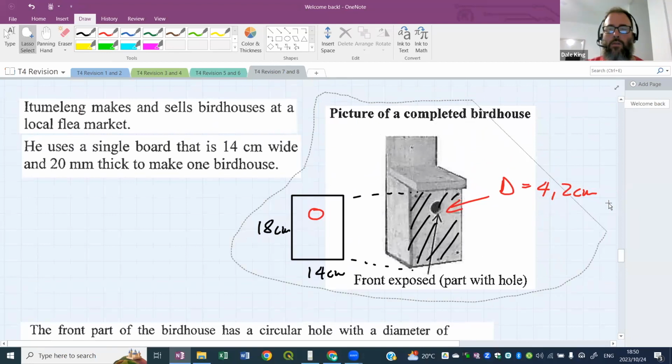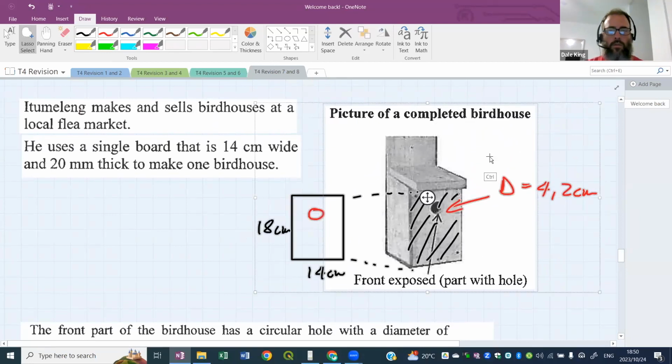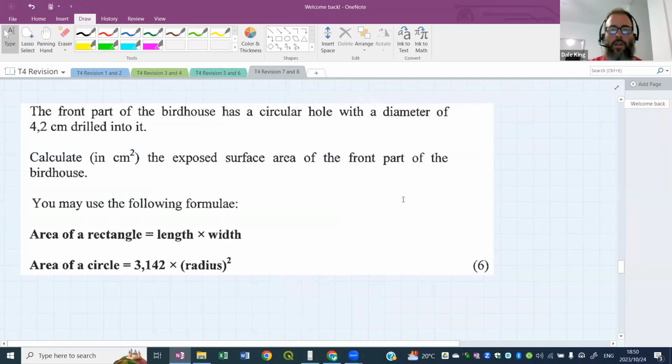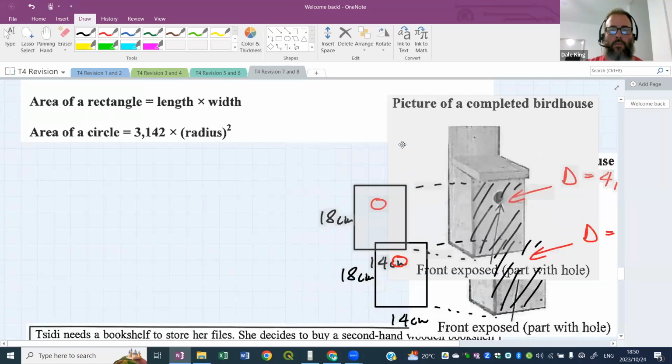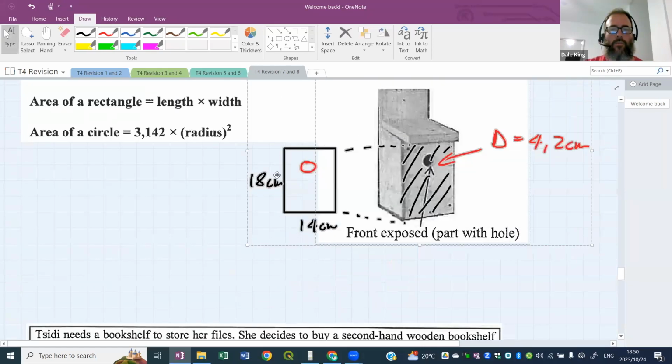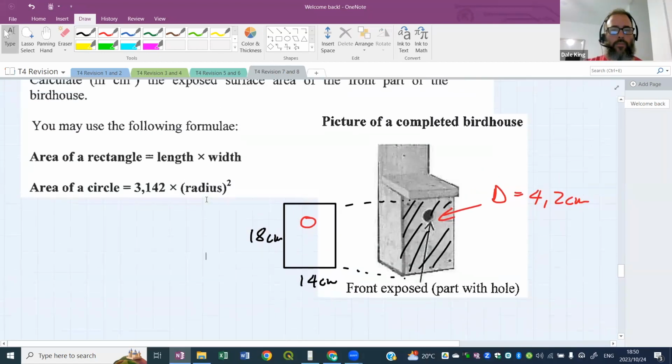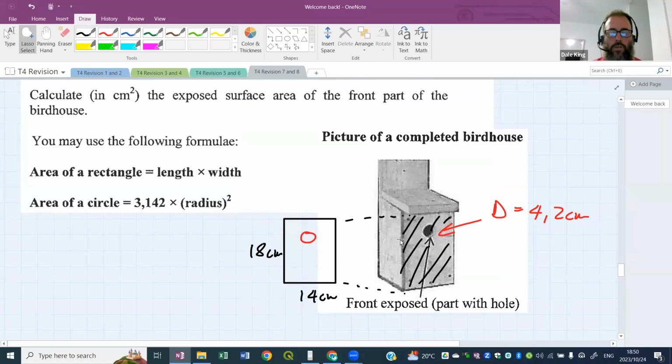Let me bring this all down and put it on the side here. All right, there we go. So there's all the information. We've got this birdhouse. There's a front panel with a hole in it. They want to know what is the area of this front panel that I'm highlighting here. What is the area of that piece of wood? And they want it in centimeters squared.